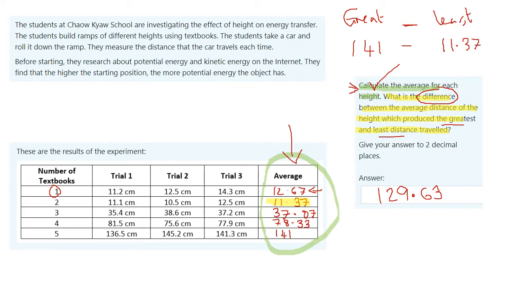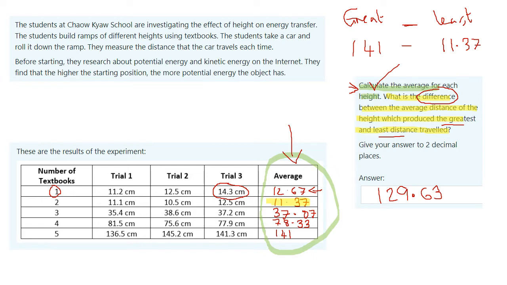If you got this wrong, you might have assumed that the least would be on line 1. But think about the previous question. When you do the experiment, you could make mistakes. You could be doing things that would impact the experiment, and that would impact the results. For example, if we look at trial 3 for one textbook, we get 14.3, and that's higher than anything else for either one textbook or 2 textbooks.